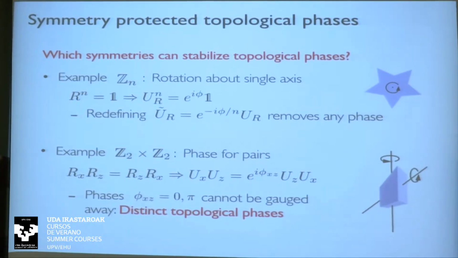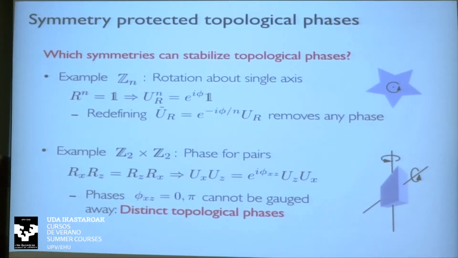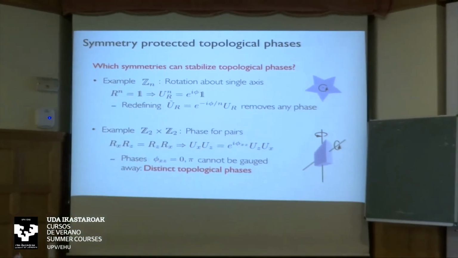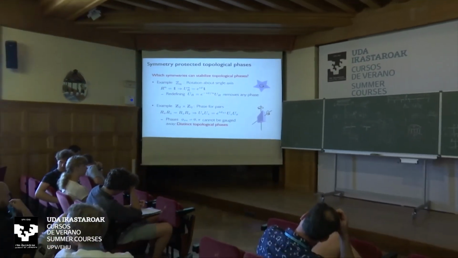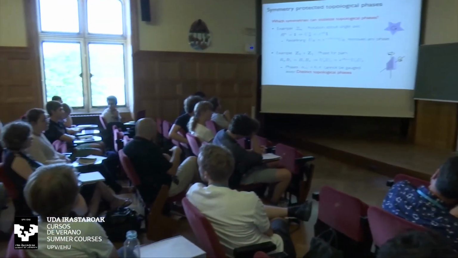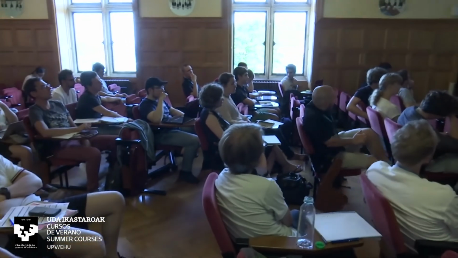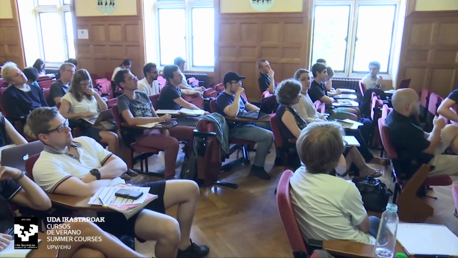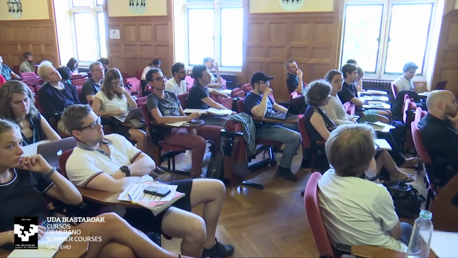Good. Sorry, yes? You said we already used the gauge freedom we have by fixing R squared to 1. Yes? And how come we still have the degree of freedom here?